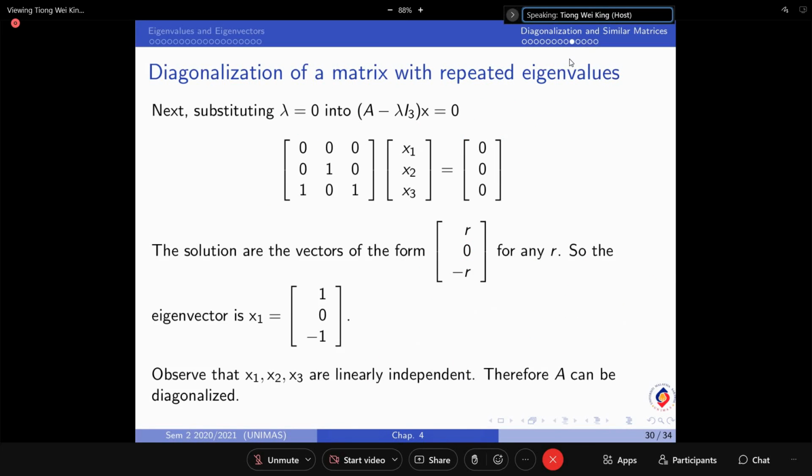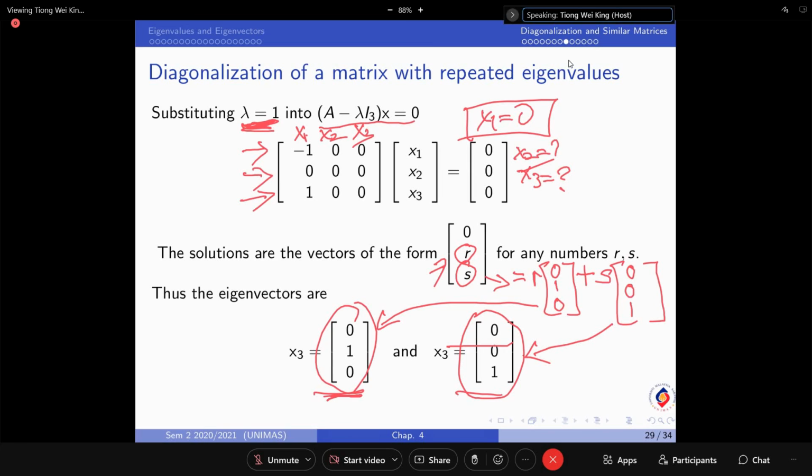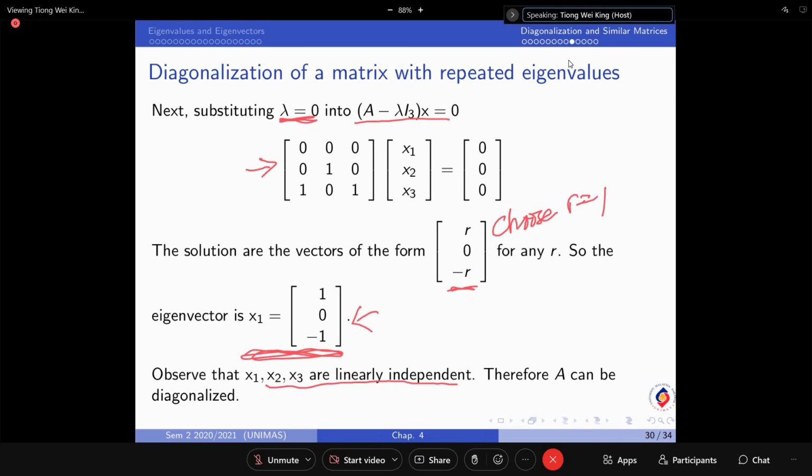Okay, and then for the third eigenvalue, lambda equals 0, you do the same thing: substitute into the homogeneous system, and then you solve it, and you will get this. Again, if you choose R equals 1, our eigenvector is 1, 0, negative 1. So if you compare this eigenvector and these eigenvectors, these three are linearly independent. Therefore, A can be diagonalized.